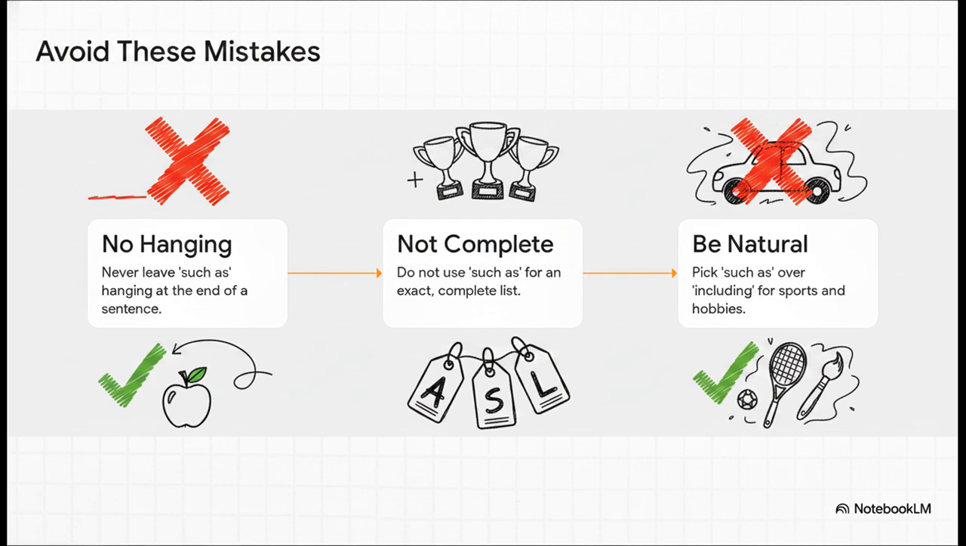Step 2, do not use such as when giving an exact complete list. If only 3 students won, don't say, 3 students won the prize, such as Ahmed, Sarah, and Ali. That implies there were others. Use the green check, namely Ahmed, Sarah, and Ali. Step 3, pick such as over including when giving general examples of sports or hobbies. Saying, I enjoy sports including football, just sounds a bit clunky. The greener, much more natural choice is I enjoy sports such as football.